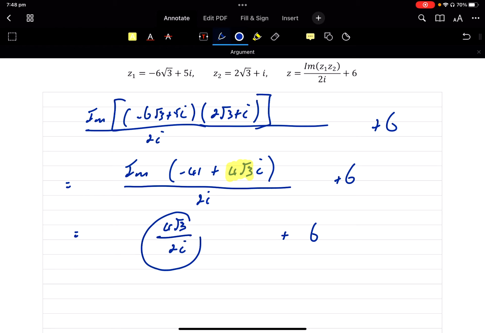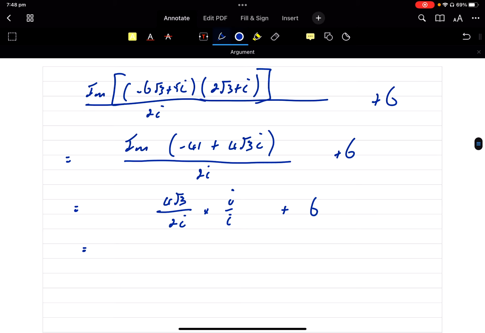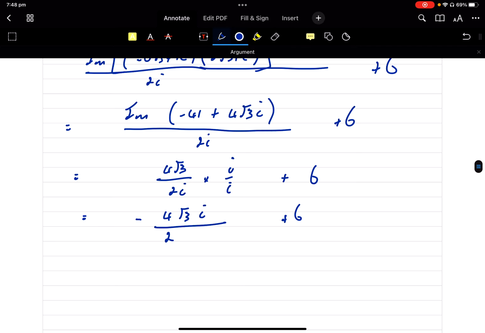This is a bit of a problem because I don't want the i in the denominator, so I'm going to rationalise that, times i on i. So that's going to be 4 root 3 i on 2 times i squared. So that's a negative. So z will equal 6 minus 2 root 3 i.